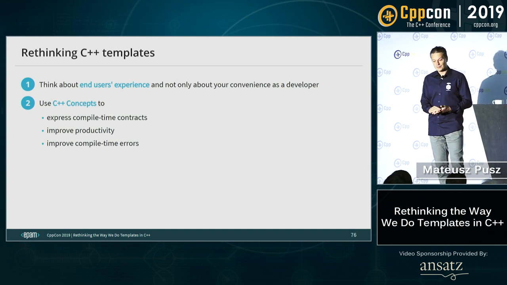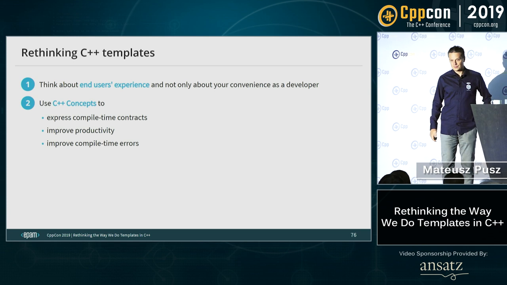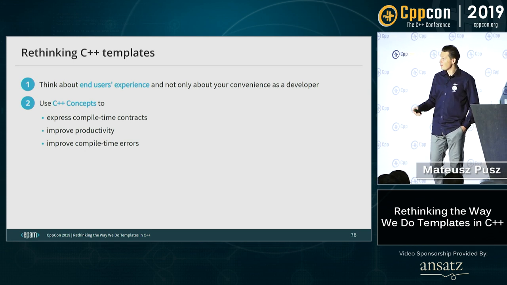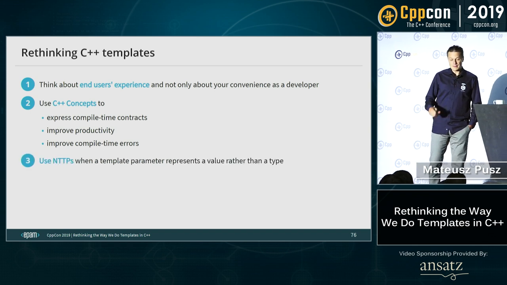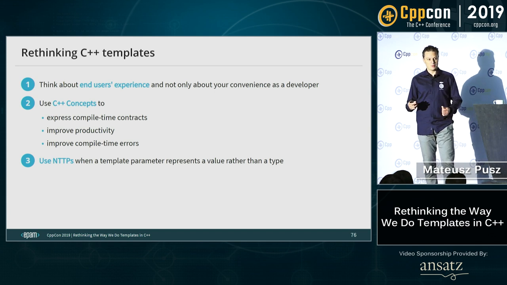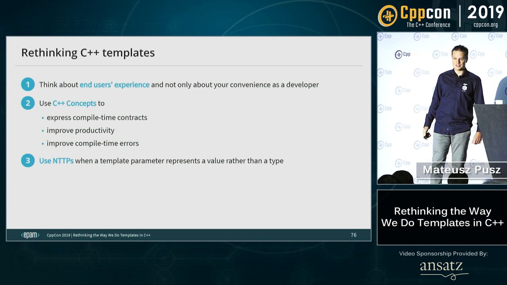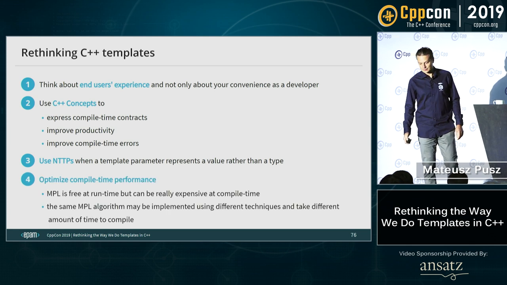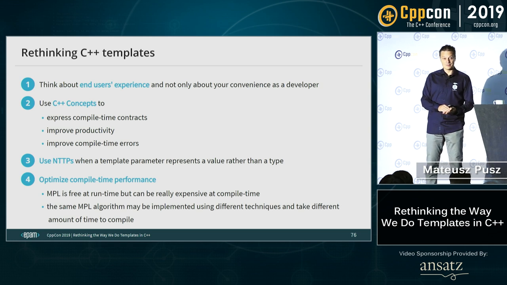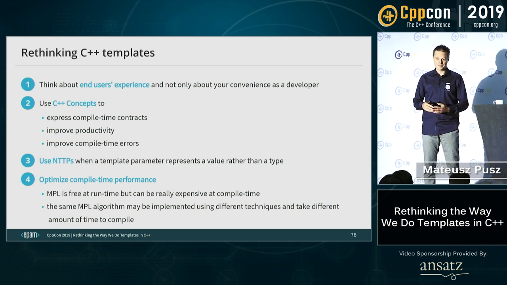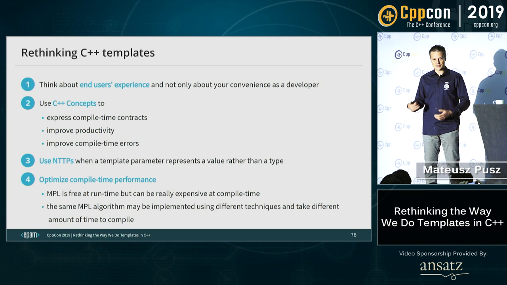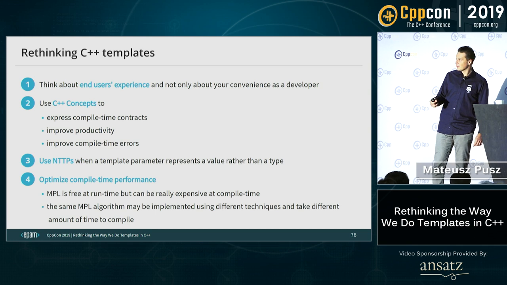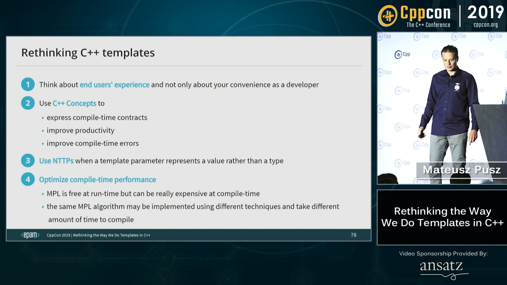Use C++ concepts to express your compile time contracts, to improve productivity, to improve compile time errors. Use non-type template parameters. When a template parameter actually represents a value, std::ratio should be a value from the very beginning, but we didn't have NTTPs at this time. Optimize compile time performance. There is more than one way to do it in C++. There are some techniques that may make the same code be compiled faster. Remember about the rule of Chiel. Try to use variable templates. Prefer aliases rather than class instantiations.